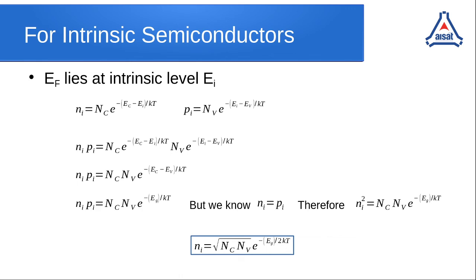Similar to the extrinsic semiconductor, we are going to find the product of the concentrations of electrons and holes. We'll get exactly Ni Pi is equal to Nc Nv into e raised to minus of Ec minus Ev, which can be substituted by Eg, all divided by KT. So we get a very similar relationship: Ni Pi is equal to Nc Nv e raised to minus Eg by KT.